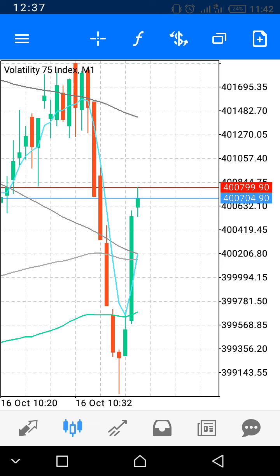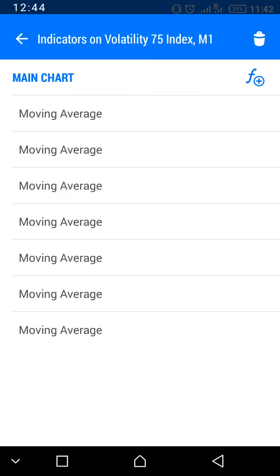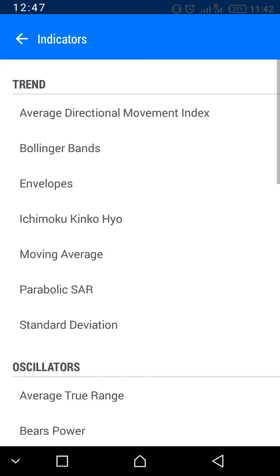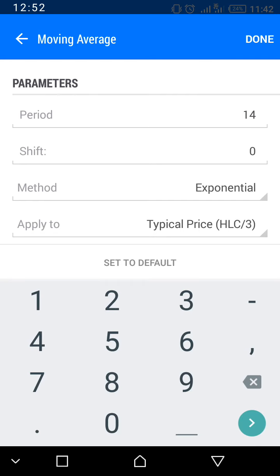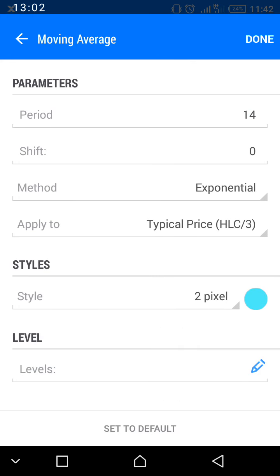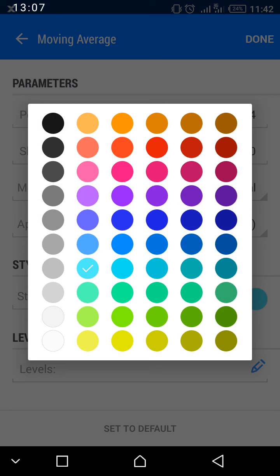So let's continue, but we see another one. Now let's add on that MA that will confirm for you whether to exit or not. The next one is moving average, set to period 14. Also exponential. Also typical price, high, low, close divided by 3. But this time around the color is magenta pink. Fourth row, fourth column.